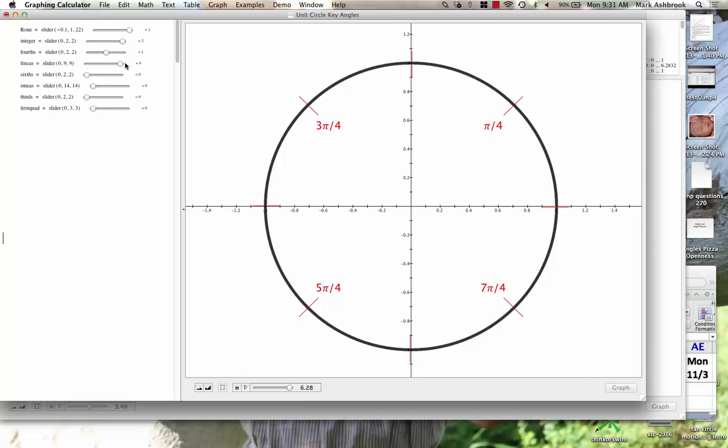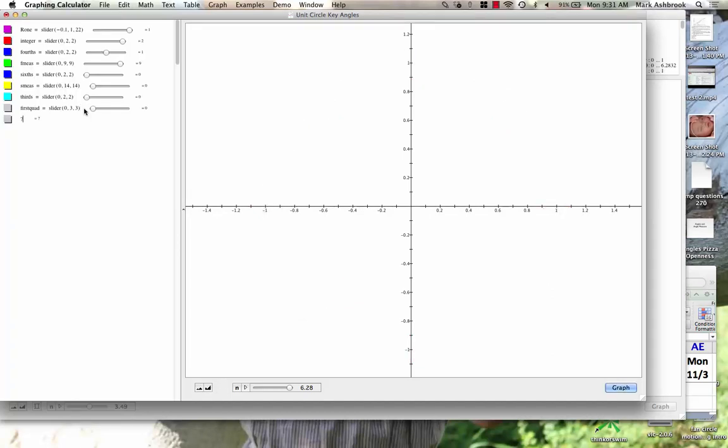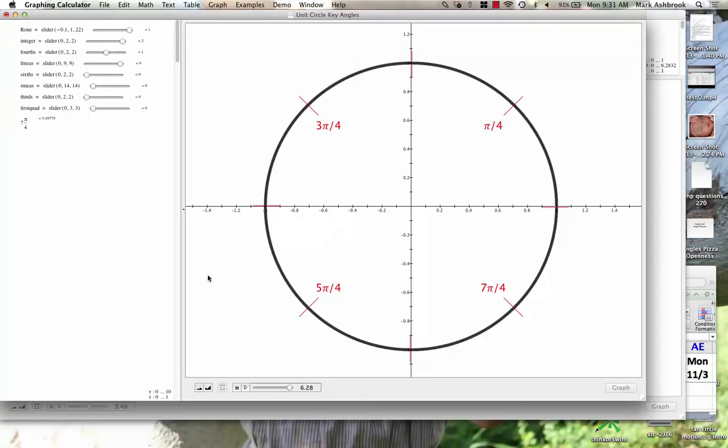Okay, so I want you to find the value of 7 pi over 4. So estimate 7 pi over 4 using your calculator. What'd you get? About 5.5? What does that number mean? About 5.5. 5.5 what? Radius lengths to get around.